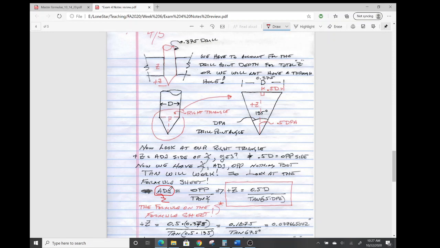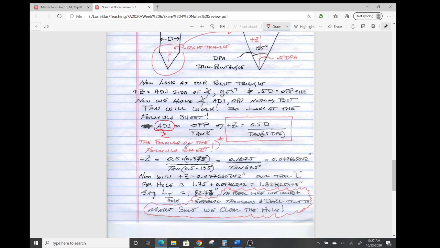Now, we can change the name of adjacent to our Z-add, and our opposite side is 0.5D. So if it's a 1-inch or 2-inch drill or a 3/4 inch drill or a 3/8 inch drill, the D goes there. You multiply it by 0.5 and divide that by the tangent of half the drill point angle. So what's half of 135 degrees? Now the formula on the formula sheet, remember? That's how we got that formula. That's how I derived it.